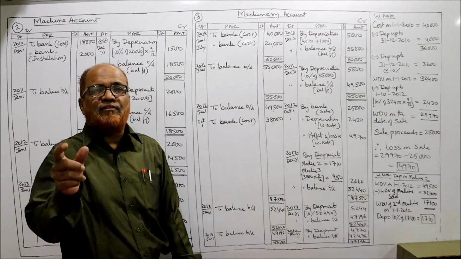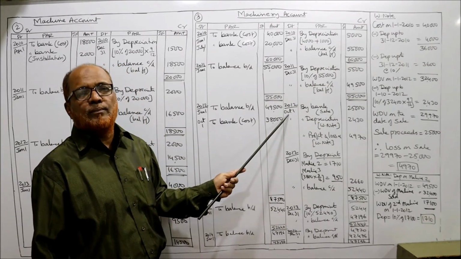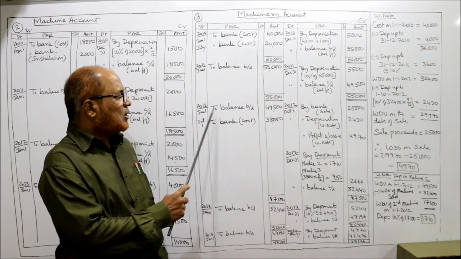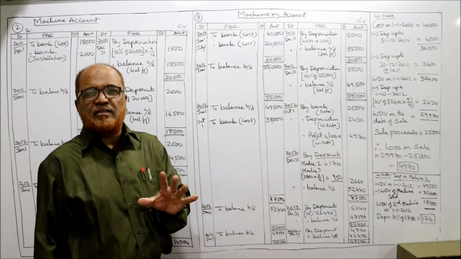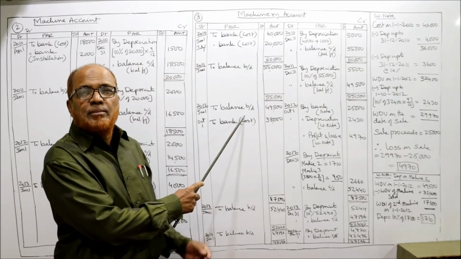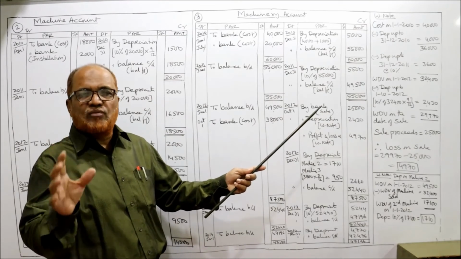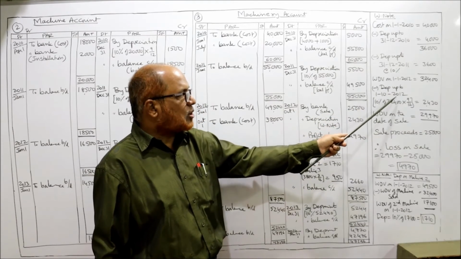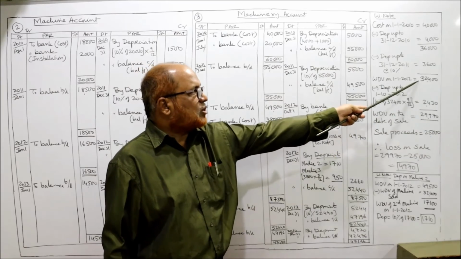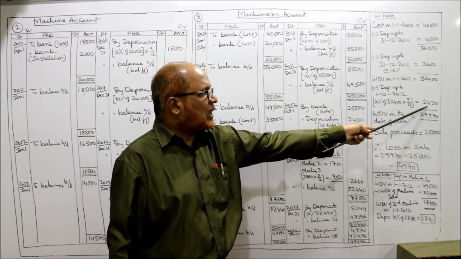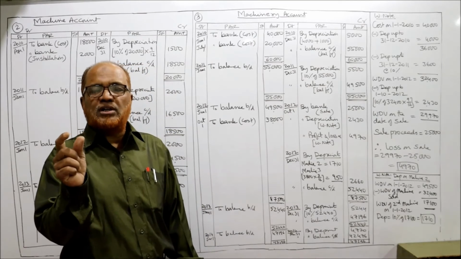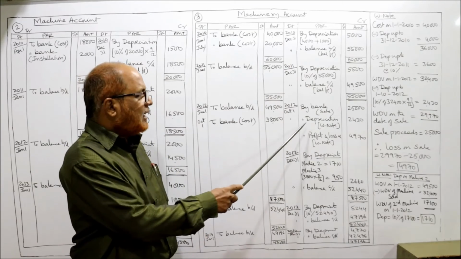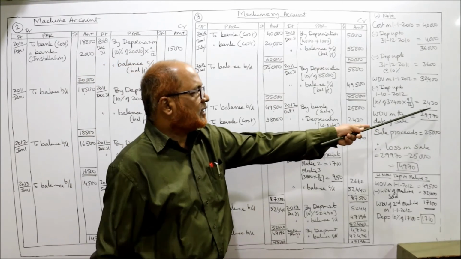And during 2012, 1st October, the machine is sold. So during the year 2012, how many months is the machine used? From January 1st to 1st October, 9 months. Now we calculate depreciation for 9 months. WDV on 1st January 2012, depreciation up to 1st October 2012. So 10% of 32,400 into 9 by 12, 2,430. So 2,430 is the depreciation for 9 months during the year 2012.